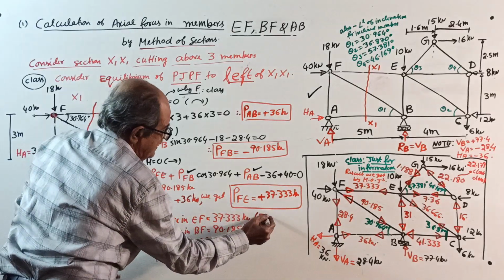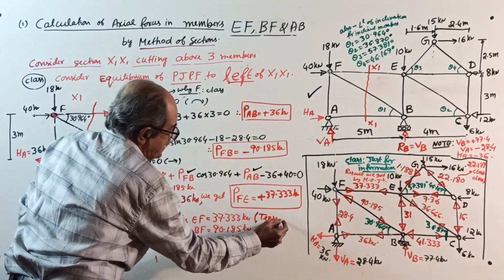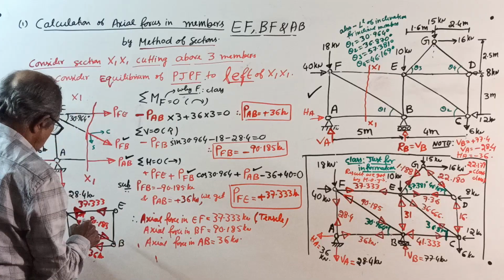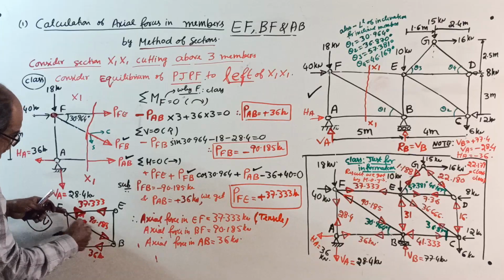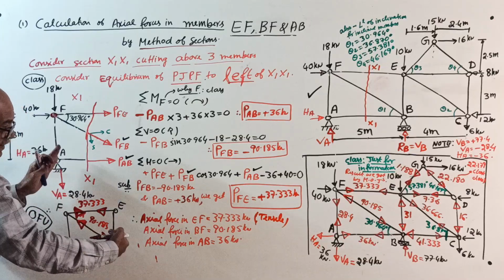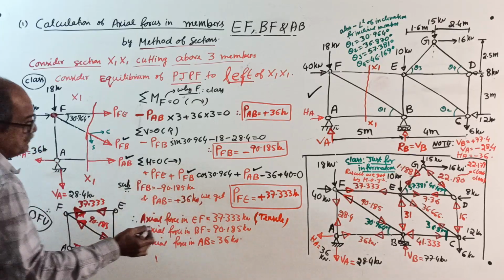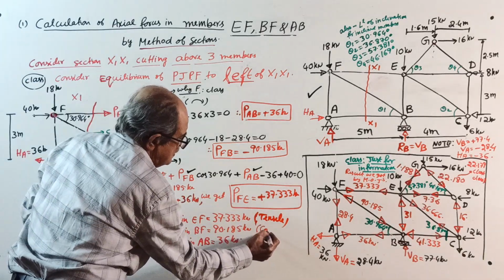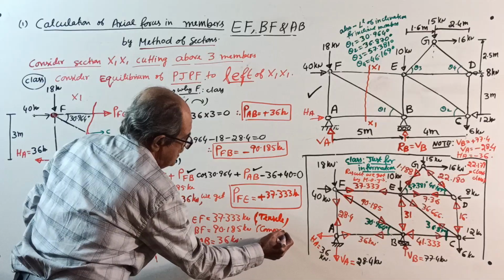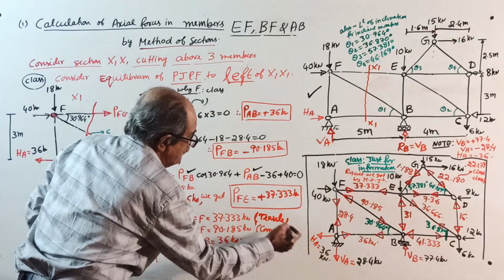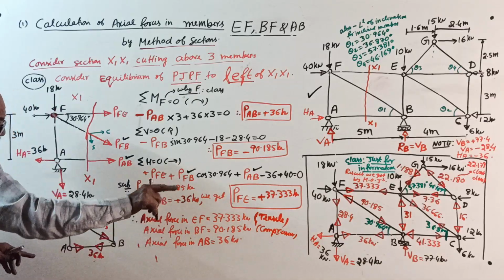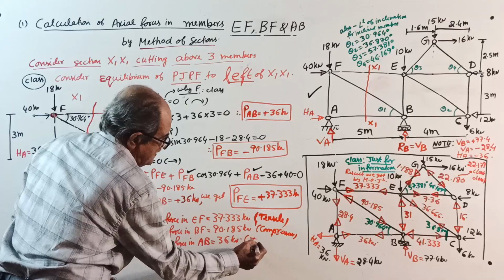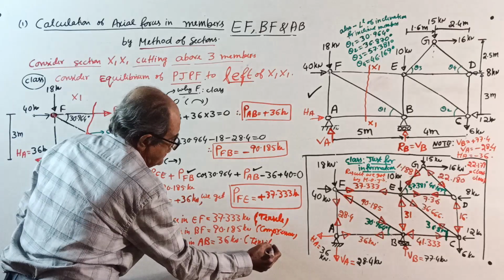37.333 tensile. Next time I'll put only T, tensile. Axial force in BF is here. Any joint you see, coming to the joint, coming to the joint is compressive. Compressive. Next time only C I will put. Here, acting away from the joint, tensile is the answer.